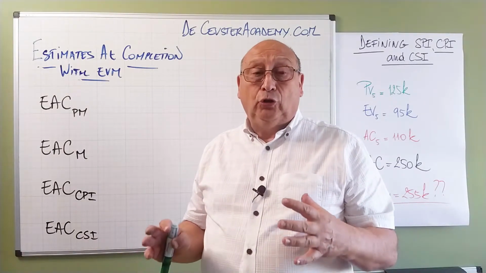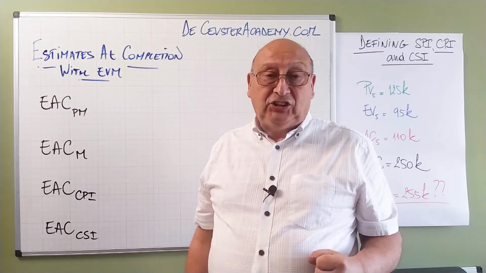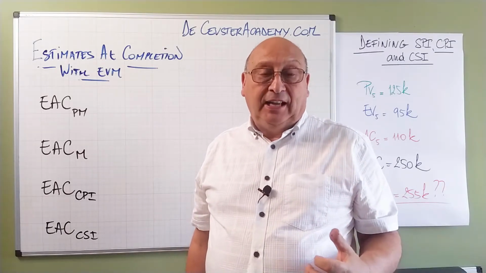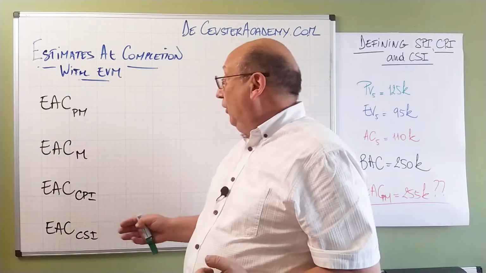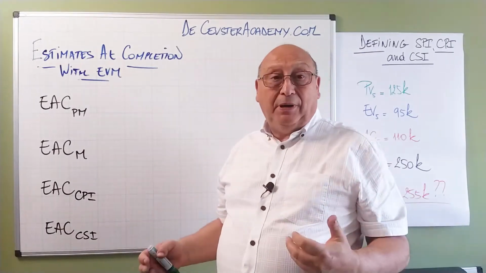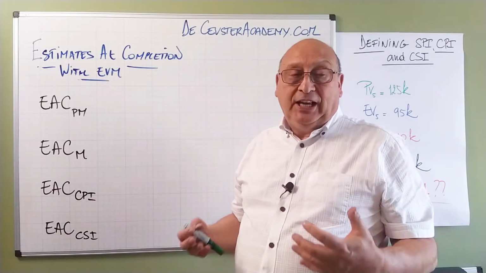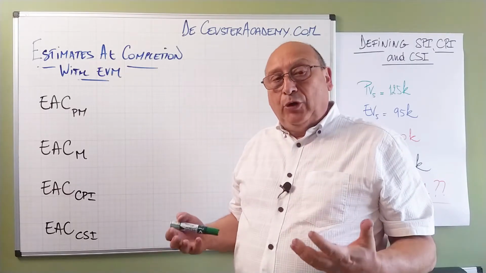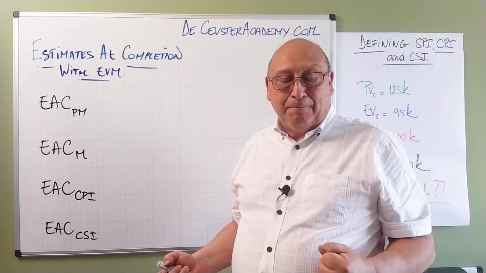Now we are going to look deeper into the different estimates at completion that we can define and that are defined in earned value management. The first is the estimate at completion by the project manager. Now the project manager is the authority related to the project. And we always have to take his or her estimate very seriously.